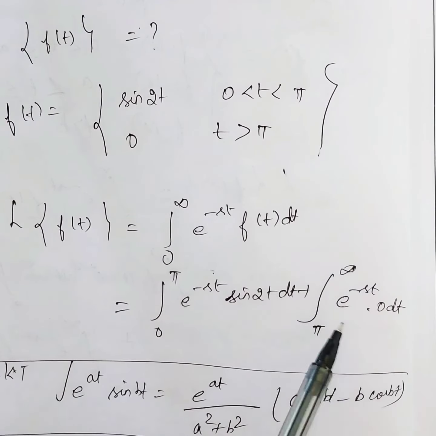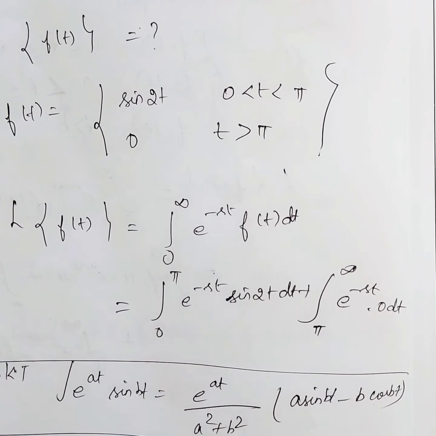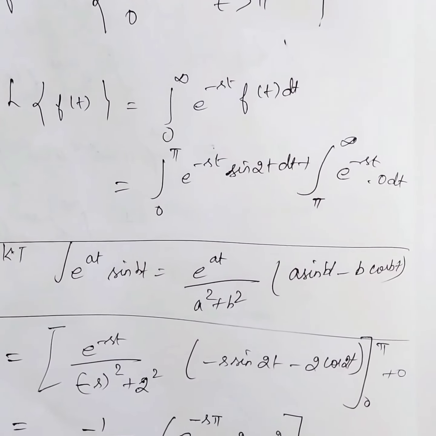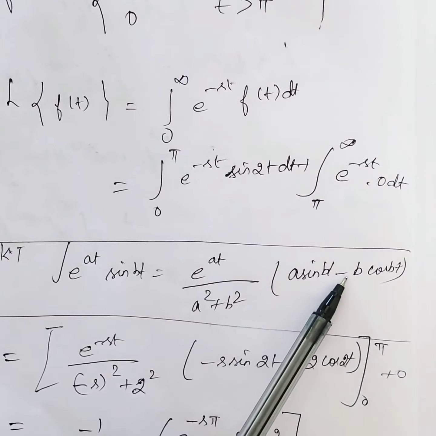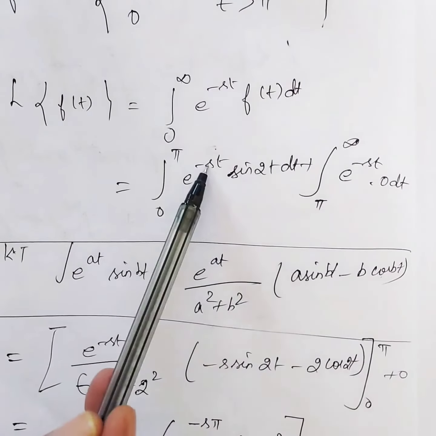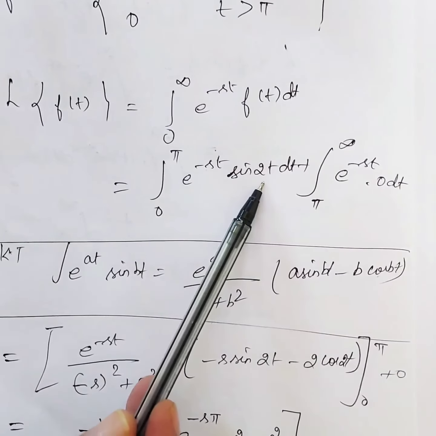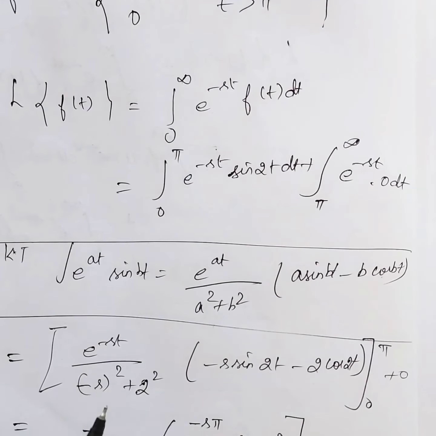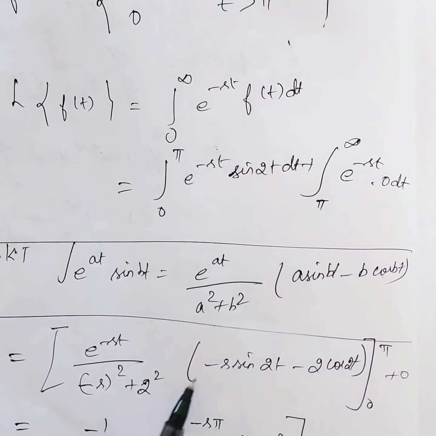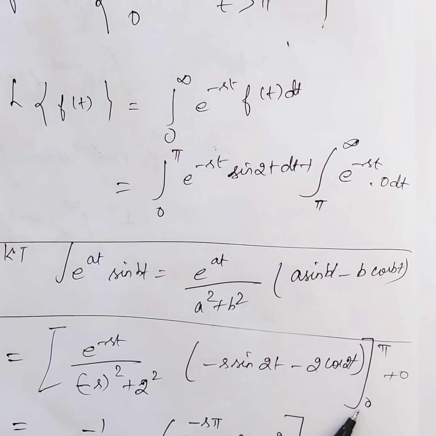So this term will become 0, and this is nothing but the e power at sine bt format. What is the formula? E power at by a square plus b square into a sine bt minus b cos bt. In the place of a I have minus s, in the place of b I have 2. So just replacing it, we get e power minus st by minus s square plus 2 square, times minus s sine 2t minus 2 cos 2t, the limit 0 to pi.